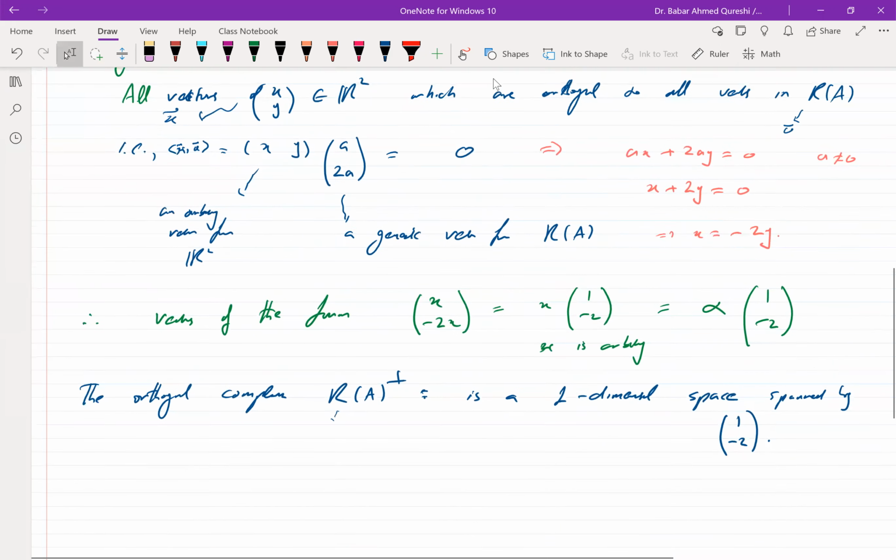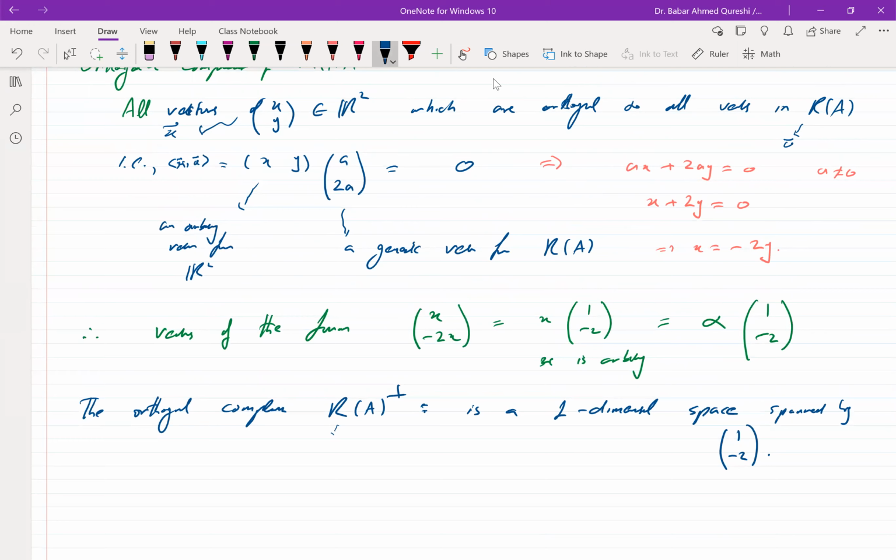Wait. I made a mistake because X is equal to minus 2Y. So this is not the vector. I should write it as X is minus 2Y. So if I take Y arbitrary, then X is minus 2Y. So I have 1 minus 2, 1 minus 2, and over here 1 minus 2.